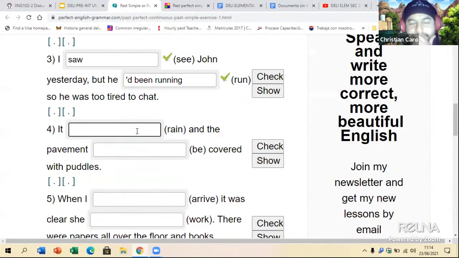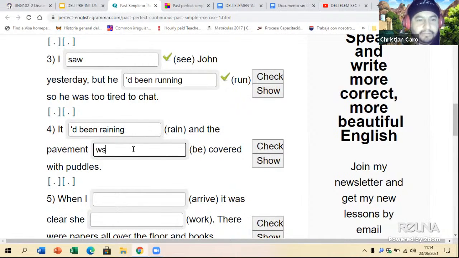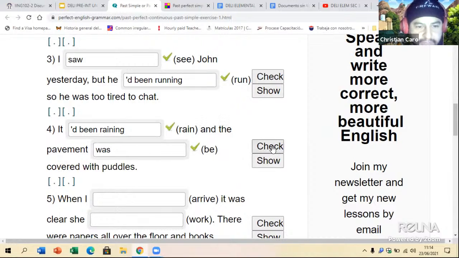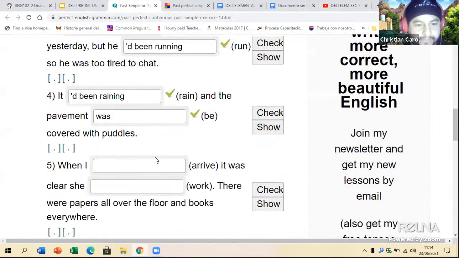Number 4. Eat and the pavement covered with puddles, que serían como las pocitas de agua. All right. I got it. What do you think, guys? Tomás dice had been raining was. Tamara dice had been raining was. Any other opinion? Eat it. A ver si lo agarran. It had been raining and the pavement was covered with puddles. Wow. Nice job, guys.